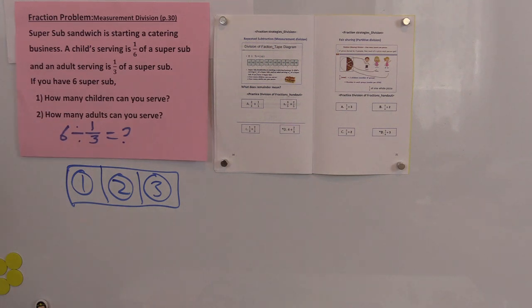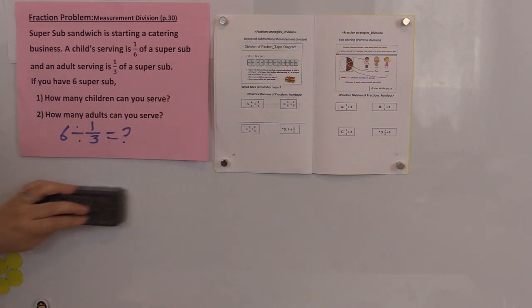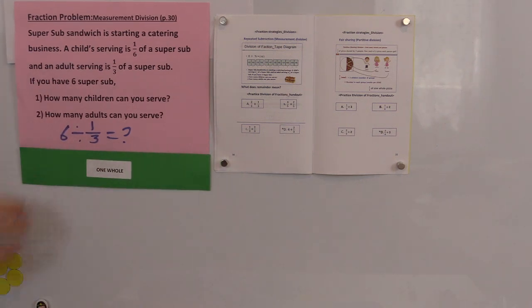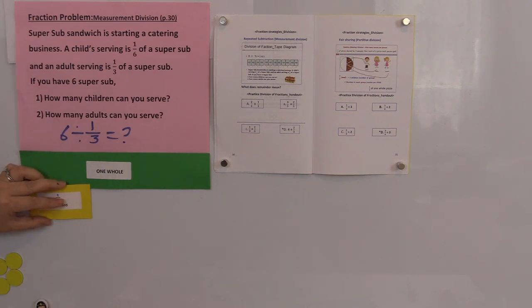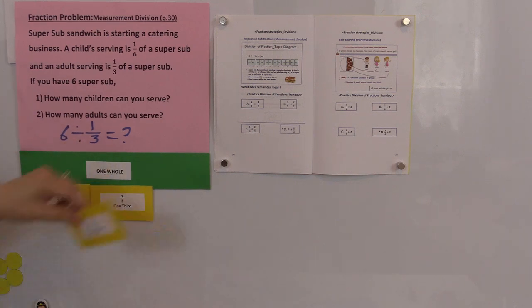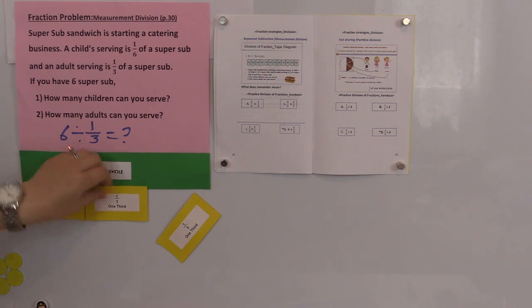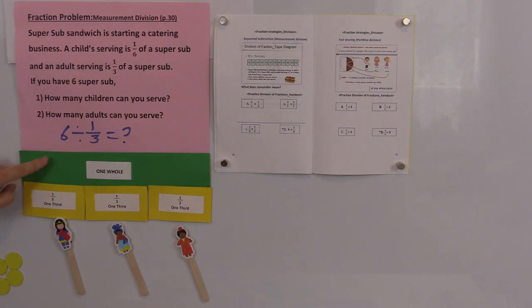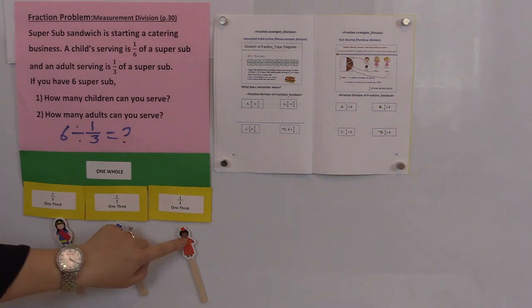Are we good? Let's look at this one using fraction strips. So I have 1 whole, and I want to serve, so I can use 1/3 here because that's an adult serving. So 1/3, 1/3, and 1/3, and I can serve 1 adult, 2 adults, and 3 adults. So using 1 super sub, I can serve 3 adults.